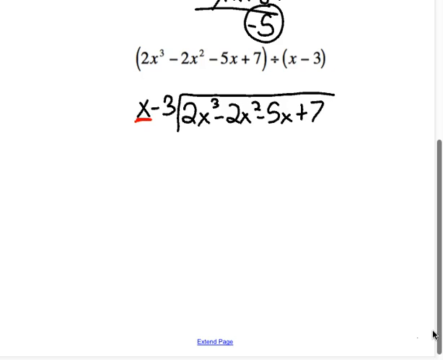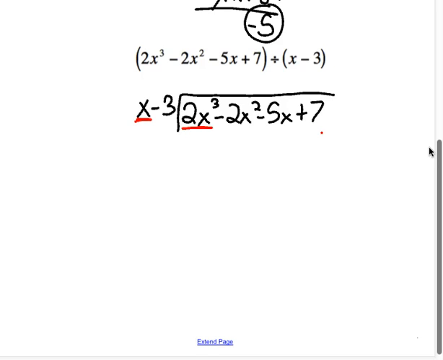What does it take to make x cancel 2x cubed? Well, it's going to take a 2, and I need an x squared to make the exponents line up. So I multiply that to x minus 3. That's going to give me 2x cubed minus 6. Oh, need to scoot this over a little bit. I apologize.